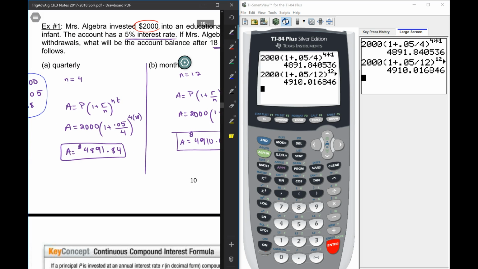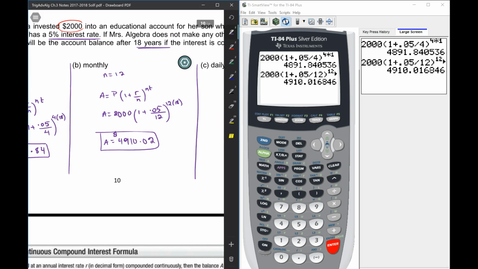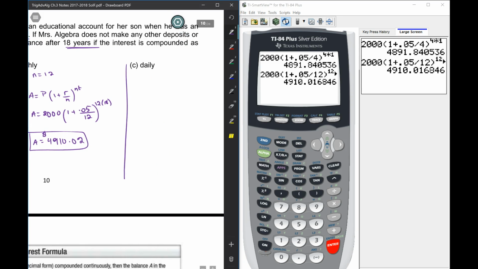Right, so now, in the first case, the bank was paying them 4 times a year. Now, they're paying them every month, so she's getting more money. Okay, so what if she's getting paid daily? n is equal to 365. She's going to break the bank with this one.